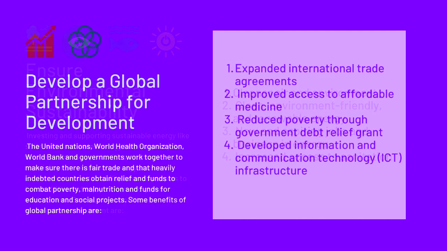Last is to develop a global partnership for development. The United Nations, World Health Organization, World Bank, and governments work together to make sure there is fair trade and that heavily indebted countries obtain relief and funds to combat poverty, malnutrition, and funds for education and social projects.